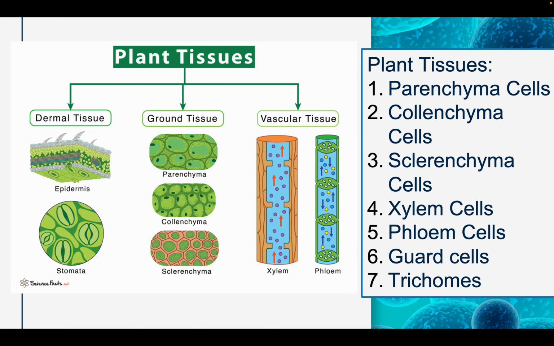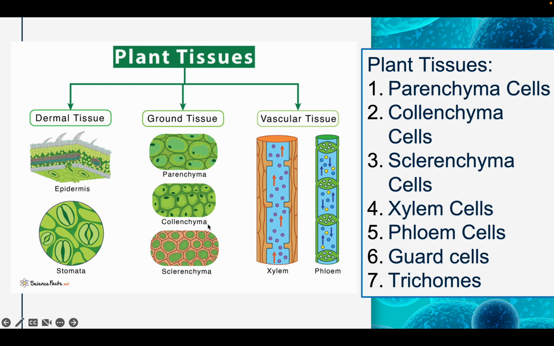First, we have the plant tissues, parenchyma cells. What is the function? The parenchyma cells are the most common type of cells and are involved in photosynthesis, storage of nutrients, and providing structural support. This is the image of a parenchyma cell.